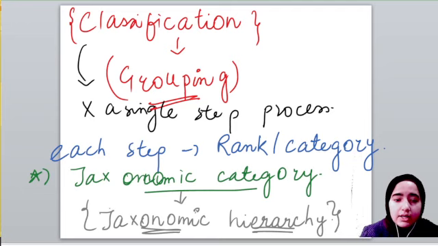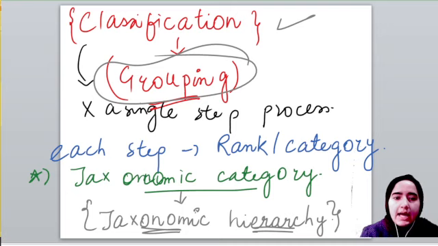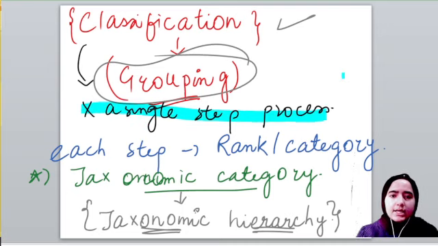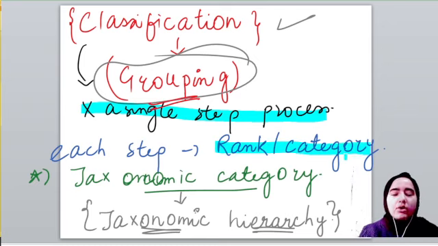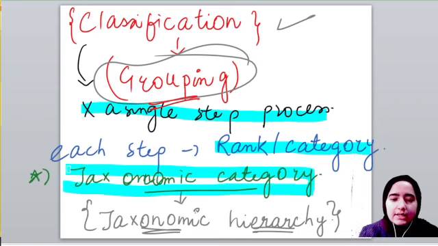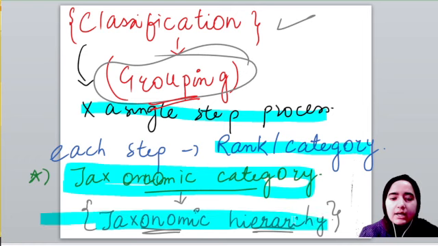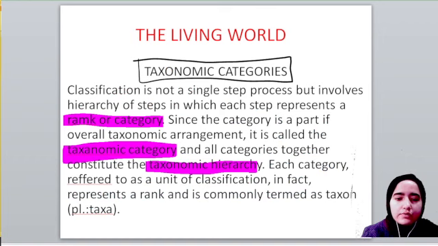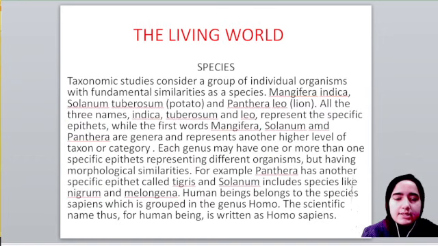You should not have any doubt in this. I'm again saying classification simply means grouping, and it's not a single step process. It includes various steps, and each step is known as rank or category. Since the category is part of overall taxonomy, we call it a taxonomic category, and all the categories together form the taxonomic hierarchy. I hope this concept of taxonomic categories is clear.